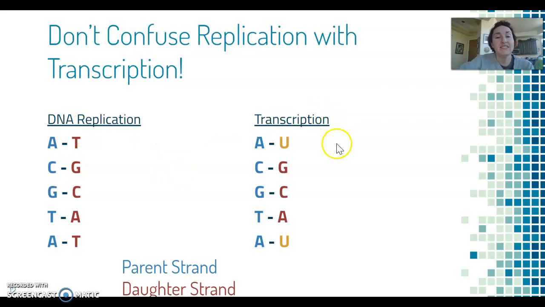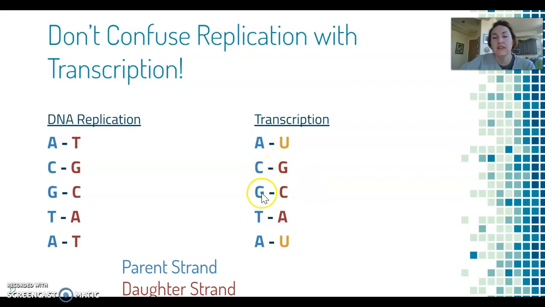But the thing that's different in transcription, remember, is we're dealing with RNA. And RNA does not have thymine or the T's in there. Instead, wherever we see an A on the DNA, we're going to match it with a U from the RNA. But the C's and the G's are going to stay exactly the same.